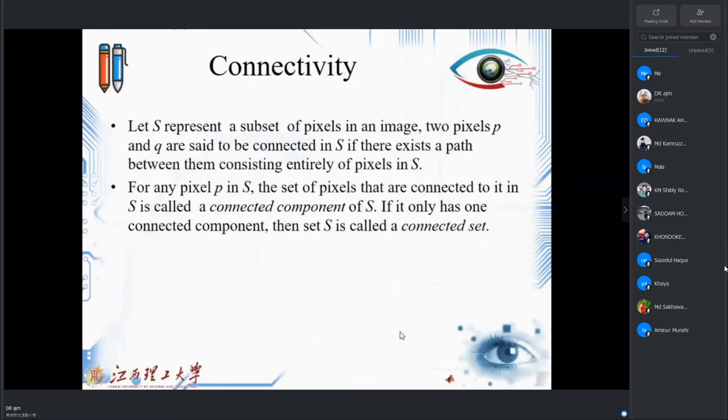Connectivity: if you want a definition regarding that, we can say that if S represents a subset of pixels in an image, two pixels P and Q are said to be connected in S if there exists a path between them consisting entirely of pixels in S. For any pixel P in S, the set of pixels that are connected to it in S is called a connected component of S. And if it has only one connected component, then the set S is called a connected set.